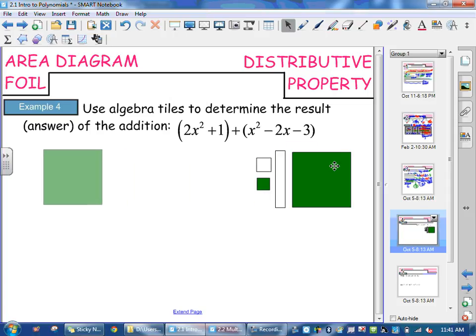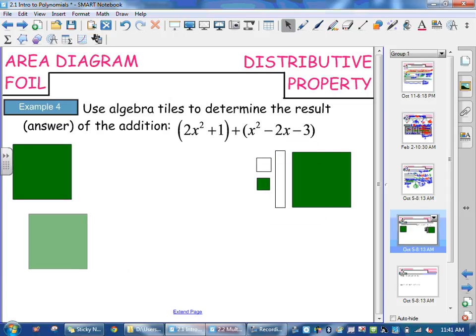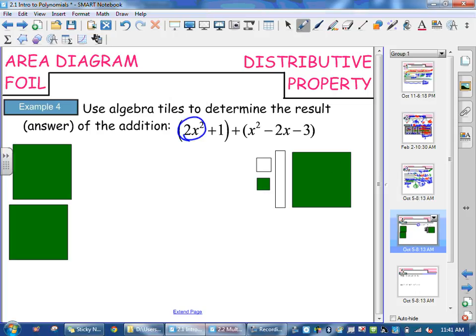So, the first one, I've got 2 big green boxes. That is my 2x squared. Okay, my 2x squared are my 2 big boxes. That's that part. My plus 1 is my baby little green one. Those little baby squares, those are your constants. Okay, the constants are the baby squares. This guy's our plus 1.